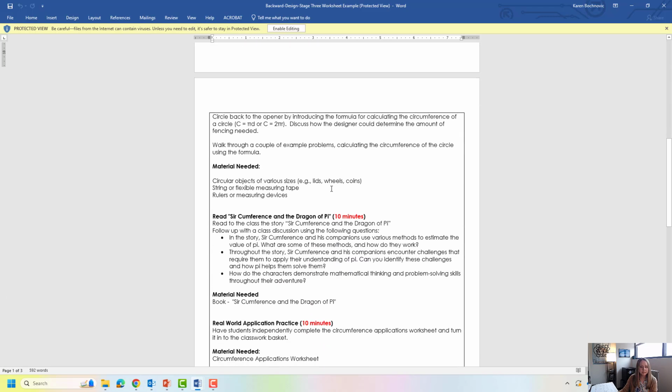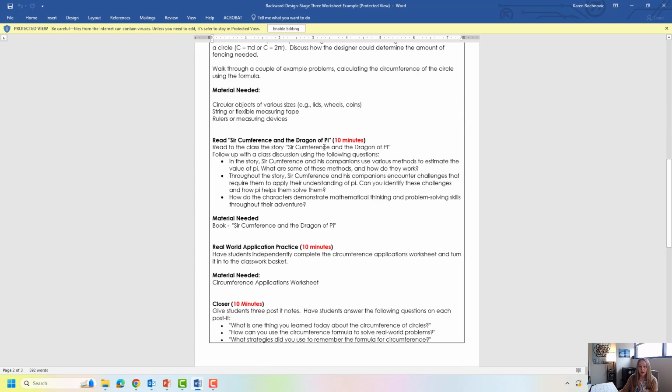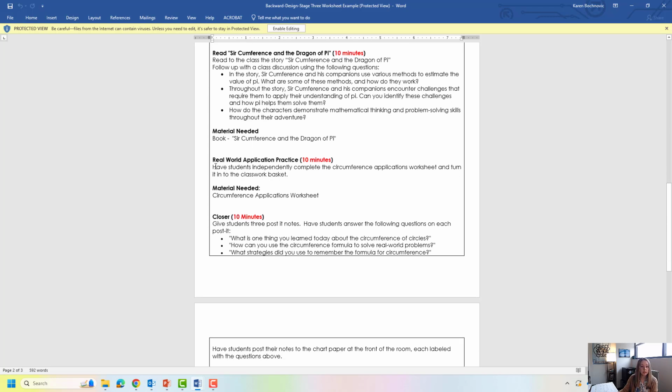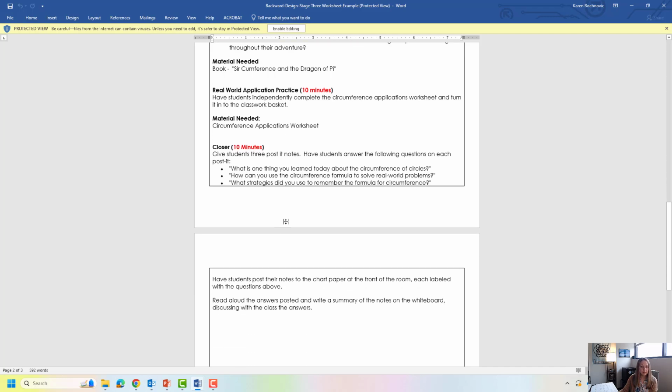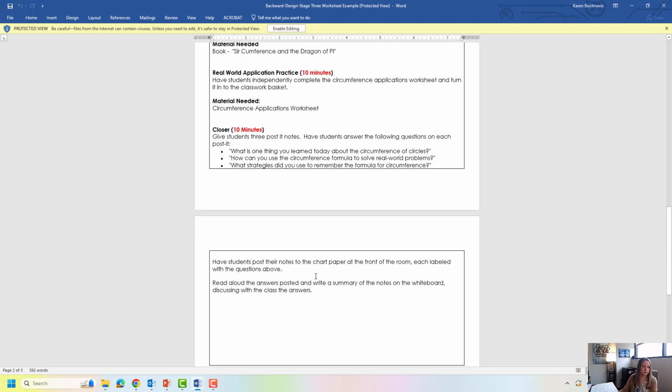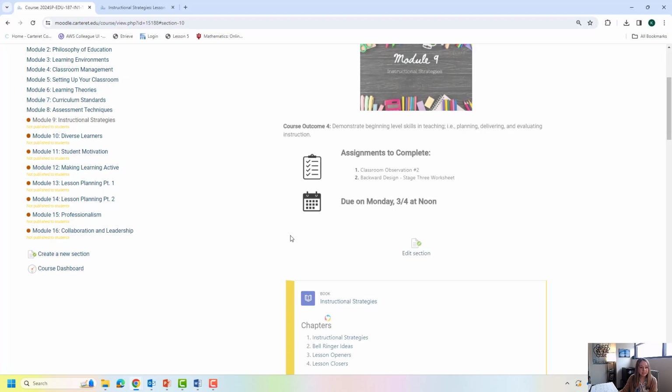So I've given this activity what materials I need. I've got an activity where we read a book about circumference and what materials I need. And then the students at the end have a real world practice activity that they're going to do. And then finally, what type of closer would I give at the end? Spending the next 4 modules all on instructional strategies, so there is certainly more to come.